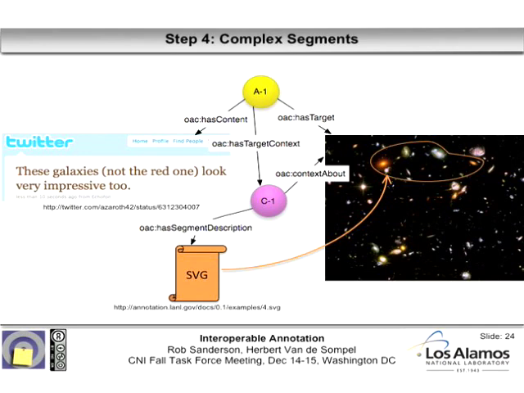So to kind of try and put that into an example, another tweet: these galaxies, but not the red one, look very impressive too. We then have a context node here, which has a segment description in SVG, and that SVG describes this non-rectangular region here.